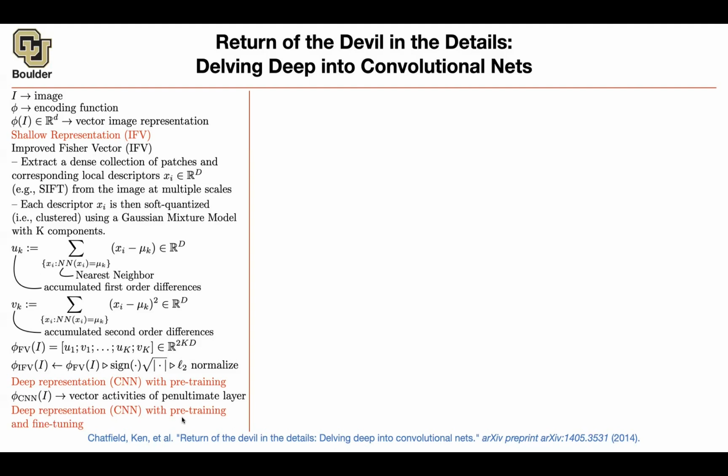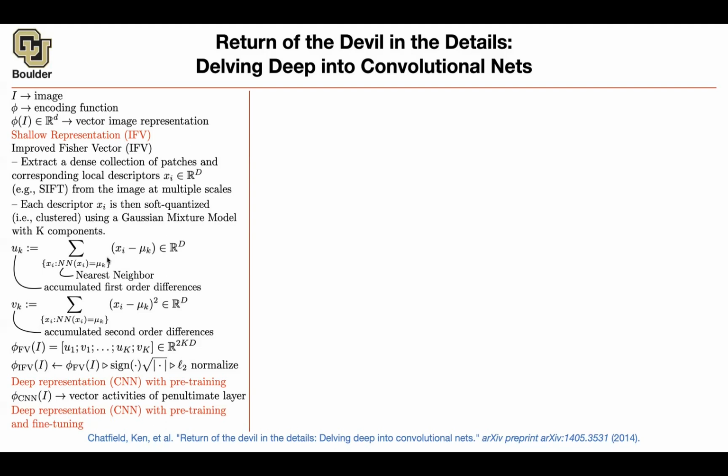So there is a question in the chat. This seems somewhat similar to principal component analysis. Is that the correct way to be thinking about this? About which one? About improved Fisher vectors? It is more related to the clustering. So it is actually a clustering algorithm.